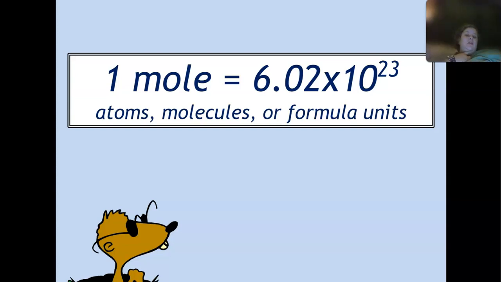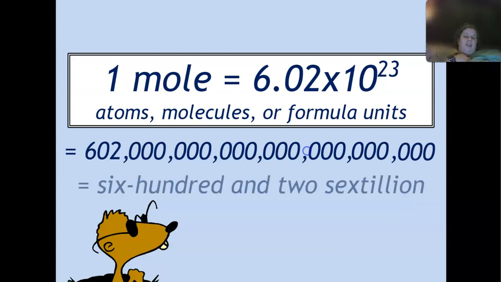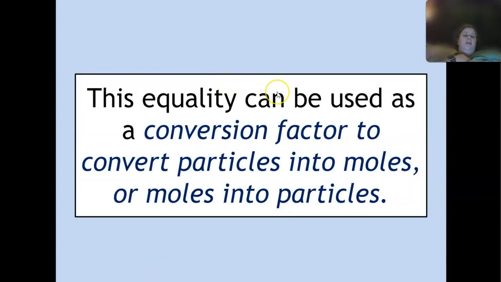Right, so this is the mole. This is what mole stands for. 1 mole equals 6.02 times 10 to the 23rd. So this will be your formula for whenever you're trying to figure out how many moles something has. Which is 602 sextillion. That's what that number is. That's why we use scientific notation. Alright, so the equality can be used as a conversion factor to convert particles into moles or moles into particles.